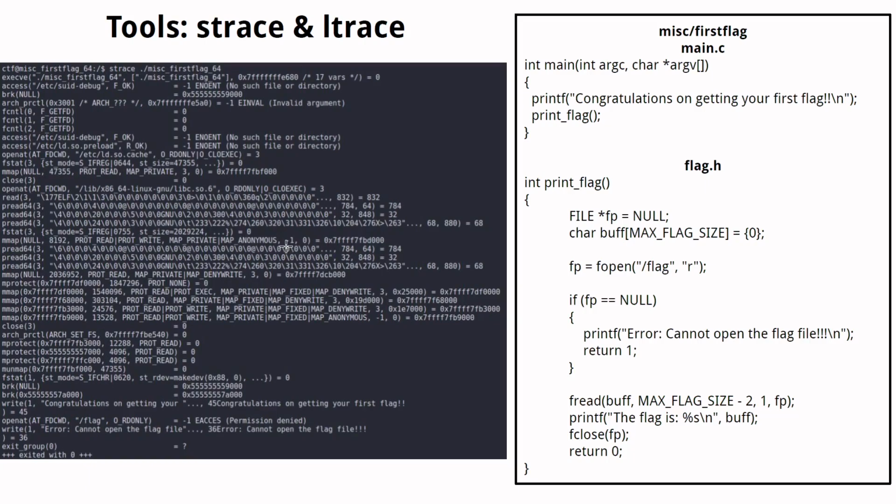After that, we have an fopen that opens a file called flag under the root directory, and we are only asking for the read permission. If the open is successful, we do an fread, reading the content of that file into the local variable buff. Then we print out the flag is blah, blah, blah, and that printf uses the local variable. After that, we do fclose, so we close that file. If it's not successful, we print error, cannot open the flag file. So this program is very simple.